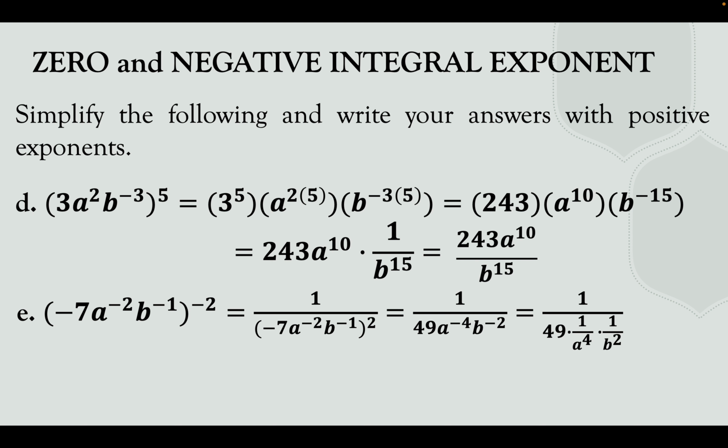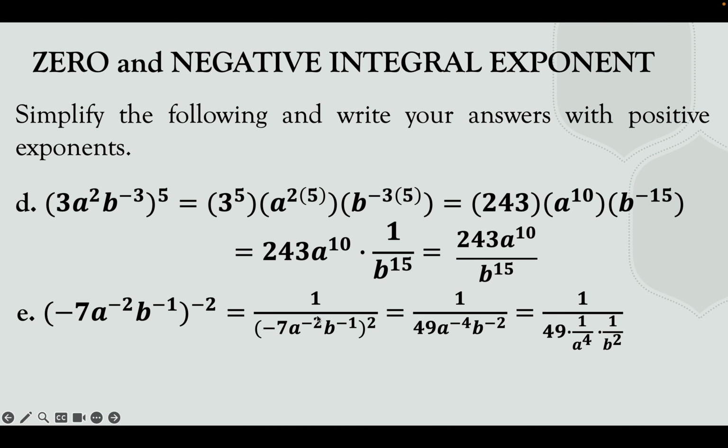Example letter E. So we have here negative 7 a raised to negative 2 b raised to negative 1, and then all of them raised to negative 2. Since the exponent here is negative 2, you can simplify the negative exponent in this one.